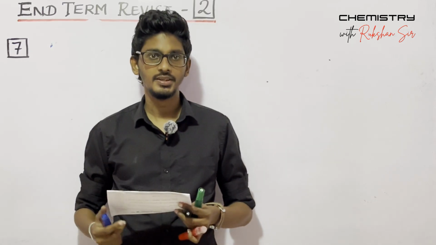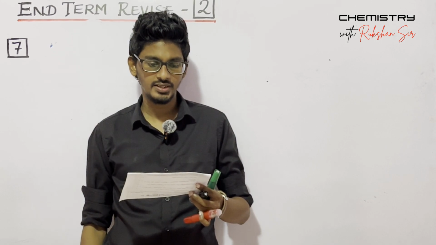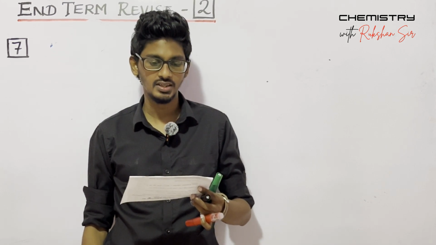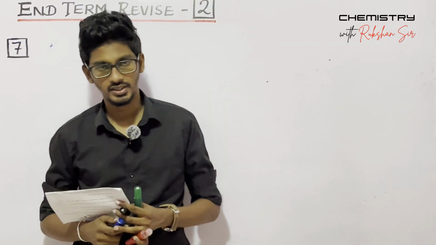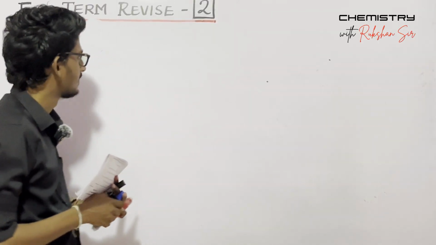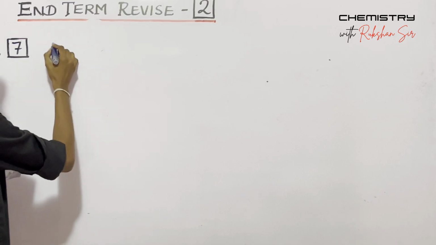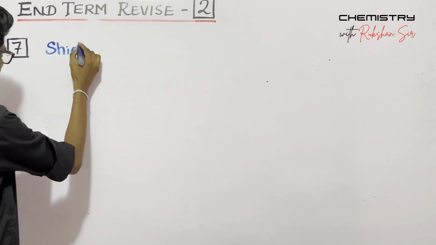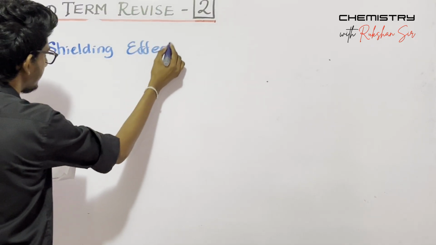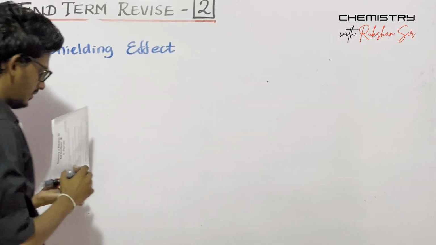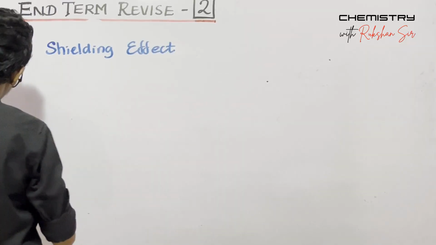Let's discuss statement number 7. Shielding effect of carbon is higher than that of nitrogen. That is what it says. So let's compare the shielding effects of carbon and nitrogen. What is the shielding first of all?